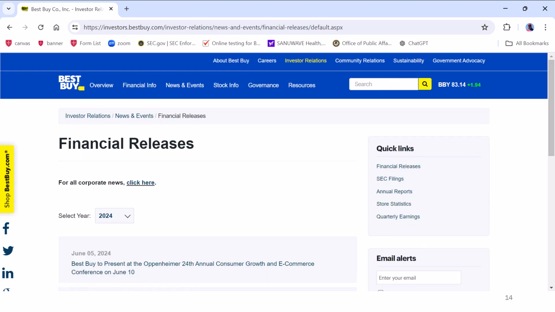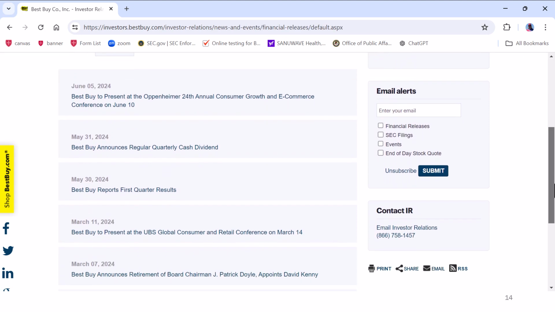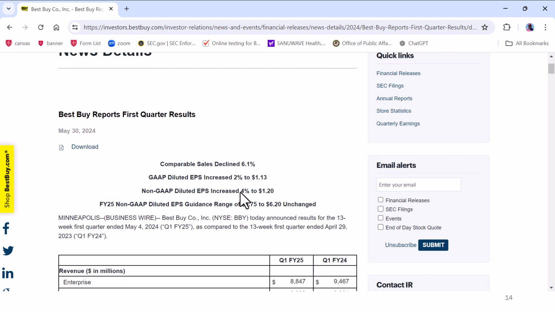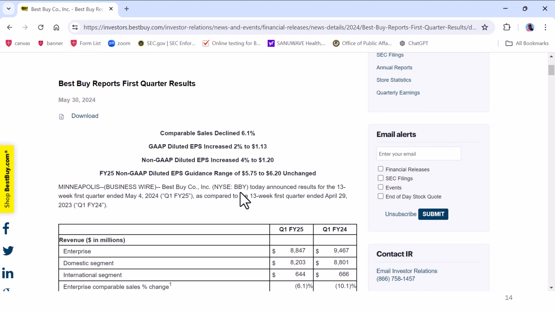I can go over to quick links, financial releases right here. Best Buy reports first quarter results. And let's just take a little peek at it. It's showing that comparable sales declined. GAAP diluted earnings per share increased. Non-GAAP earnings per share increased. I'm looking for ratios here, like stuff that has percentages by it. And it also gives us an earnings per share amount.